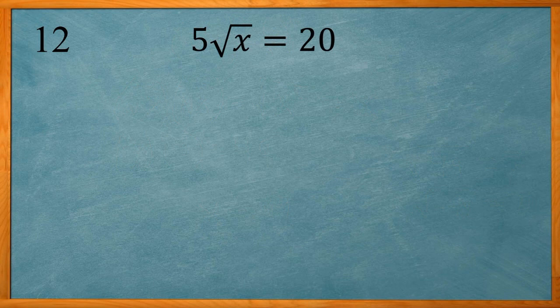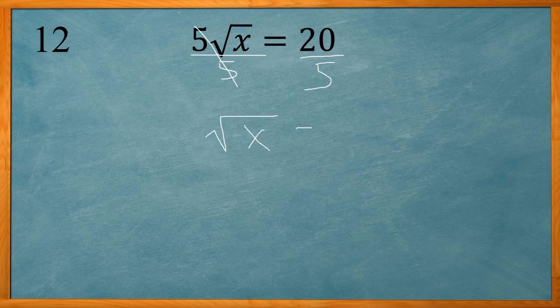So again, we have a square root in here, but we need to get the square root term by itself. Now we have 5 times the square root of x equals 20. So that's multiplication, so I have to do the opposite, I have to divide both sides by 5. That reduces down to 1 square root of x, or just square root of x. 20 divided by 5 is 4.